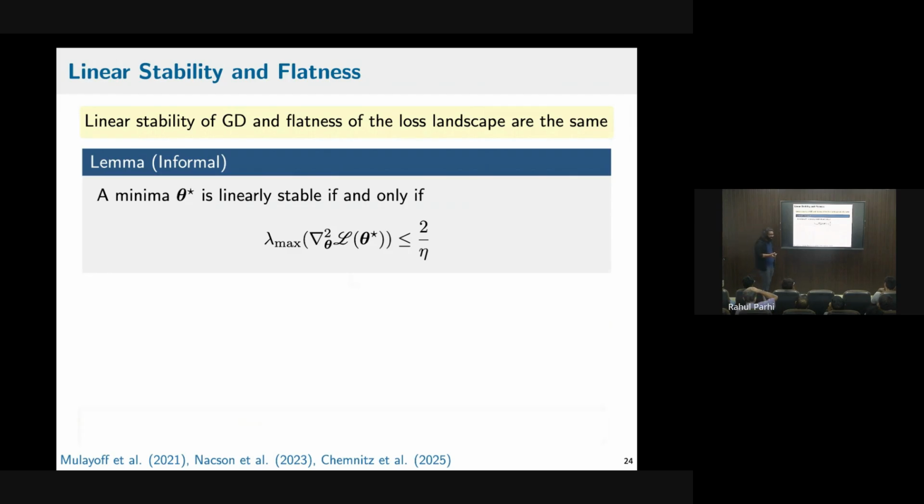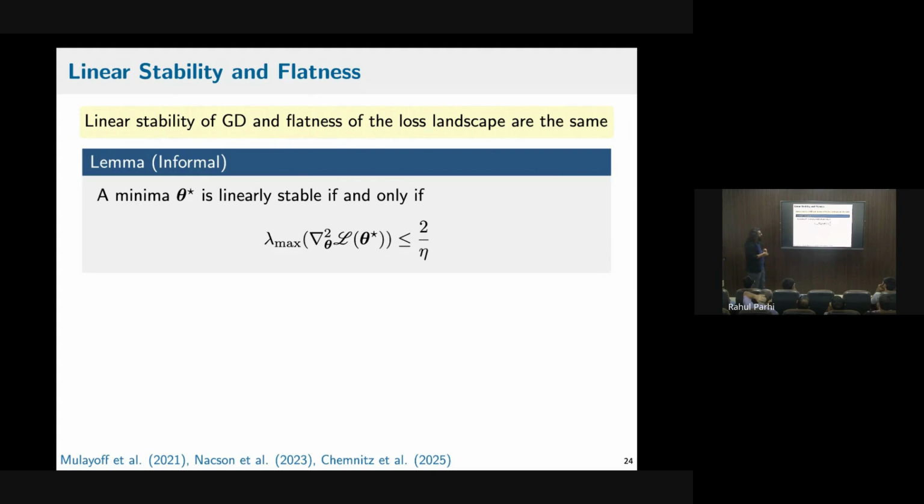So first, what is linear stability? Let's say I have theta star, which is some minima, local minima, global minimum, whatever you want. And I put a quadratic approximation of my landscape at that minima. So I'm doing a second order Taylor expansion. And then I write down the gradient descent iterates for that quadratic approximation. If that dynamical system is stable in the classical sense, in the sense that the moment I enter a neighborhood of the minima, I'm trapped in that neighborhood, that's what linear stability is. So you can then show that a minima is linearly stable if and only if the lambda max of the Hessian at that point is upper bounded by 2 by the step size.